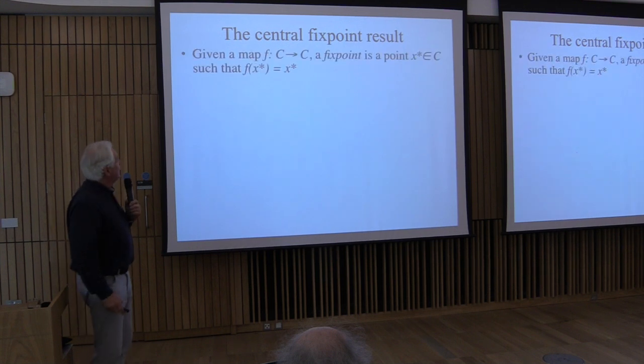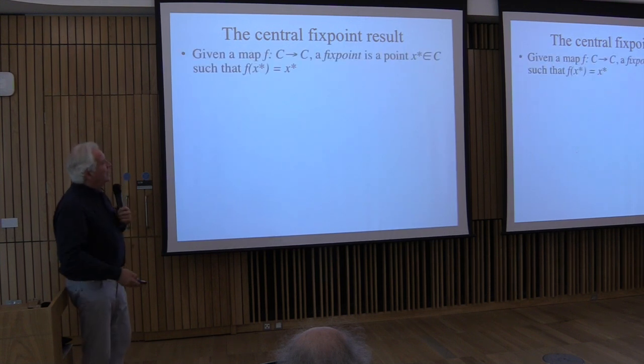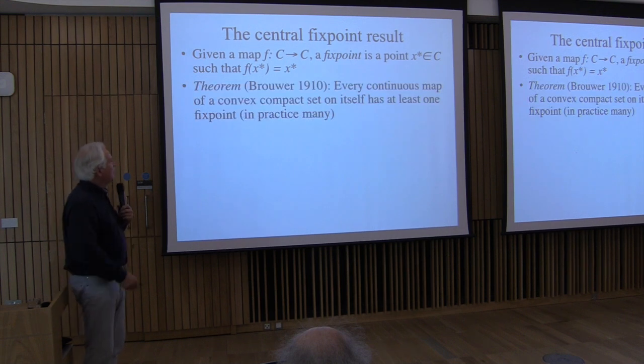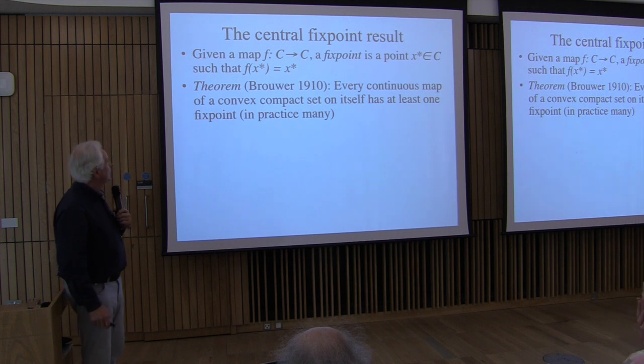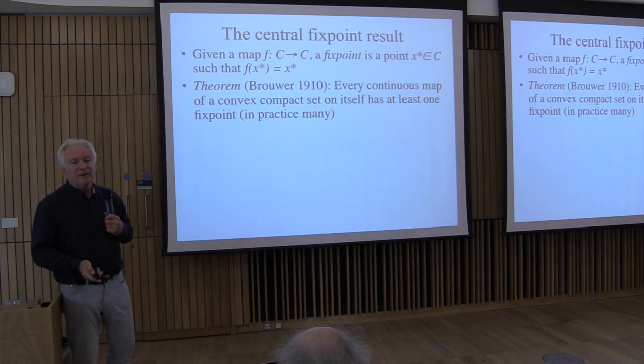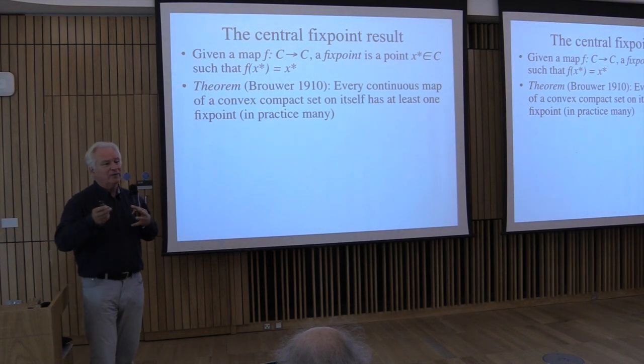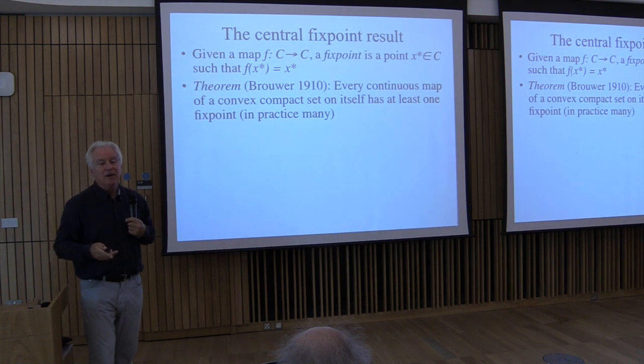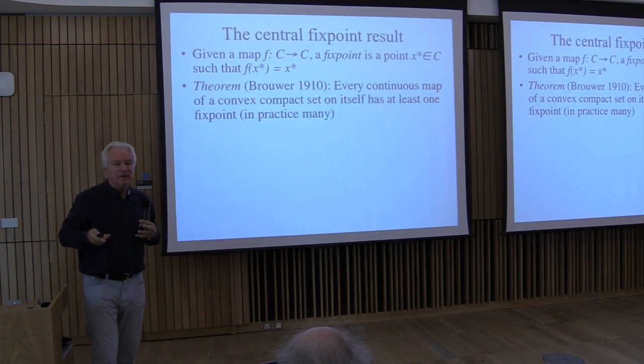Now we can apply a fixed point, which is a point, as I said earlier, that maps back to itself. Mathematically, we can apply Brouwer's theorem here. Every continuous map of a convex compact set on itself has at least one fixed point. So we know that it exists. If our minds are convex and compact, we can meet. There is at least one fixed point. We don't know how it looks, but we know it exists.